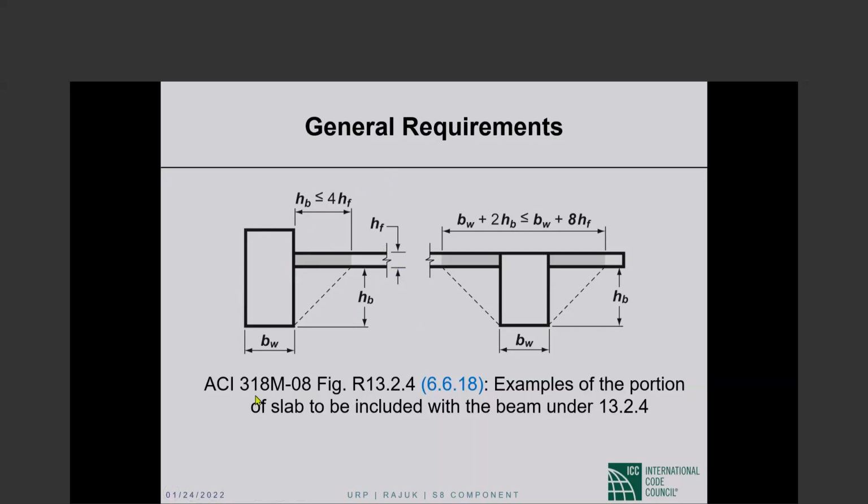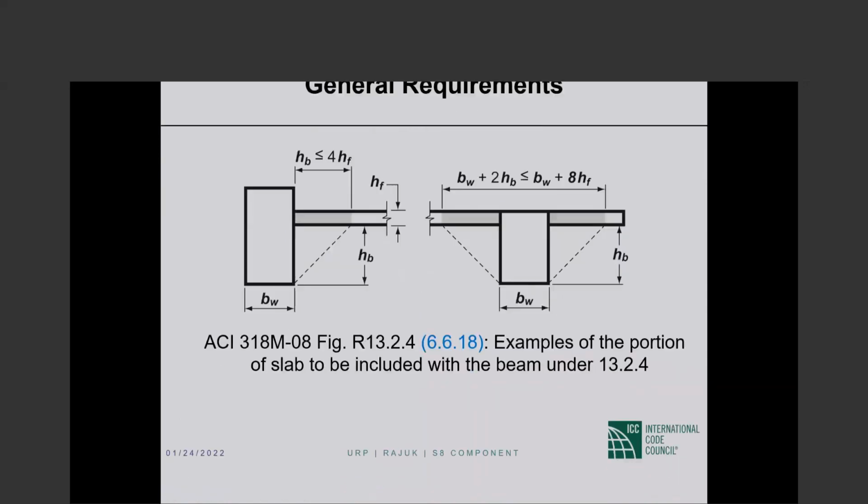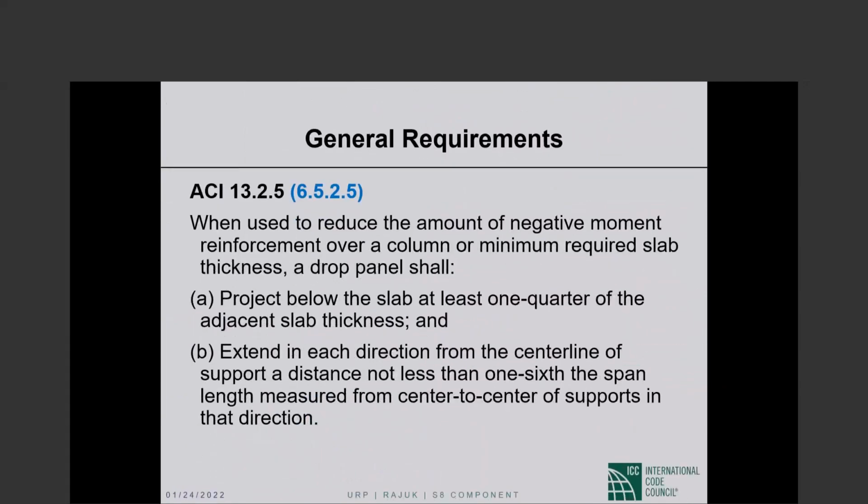Okay. When there are slabs on both sides of the beam, it is no different. So this overhang is equal to H sub B as shown here, but cannot be any more than 4 times H sub F. So the beam includes a portion of the slab as defined in this figure.